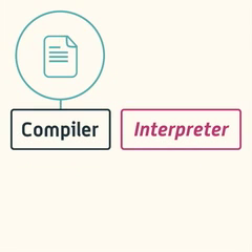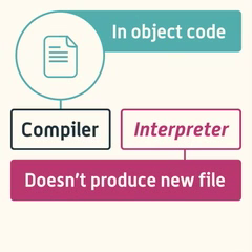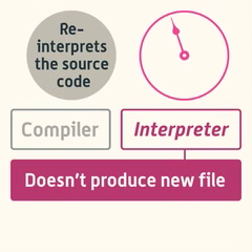Another difference is that a compiler produces a new file when it compiles. The new file is the object code. An interpreter does not produce a new file when it runs a program. Every time the interpreter is run, it reinterprets the source code exactly as it did during its previous run.